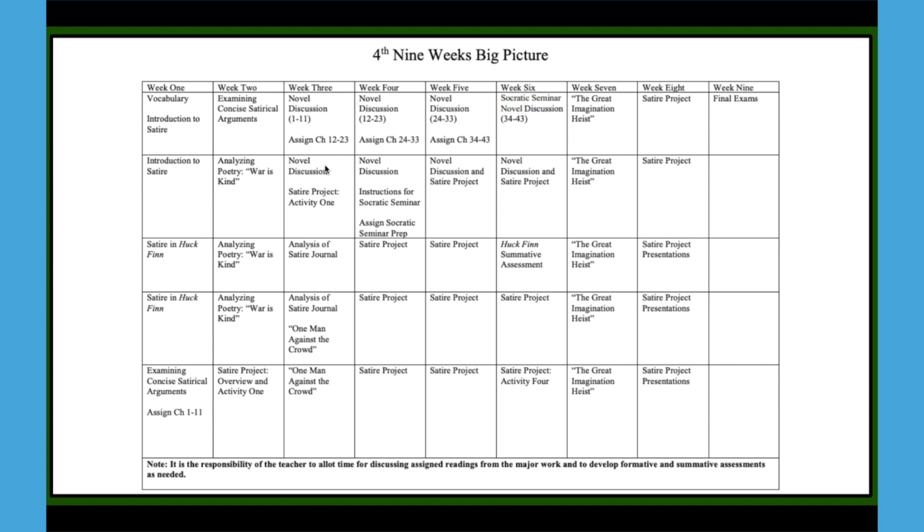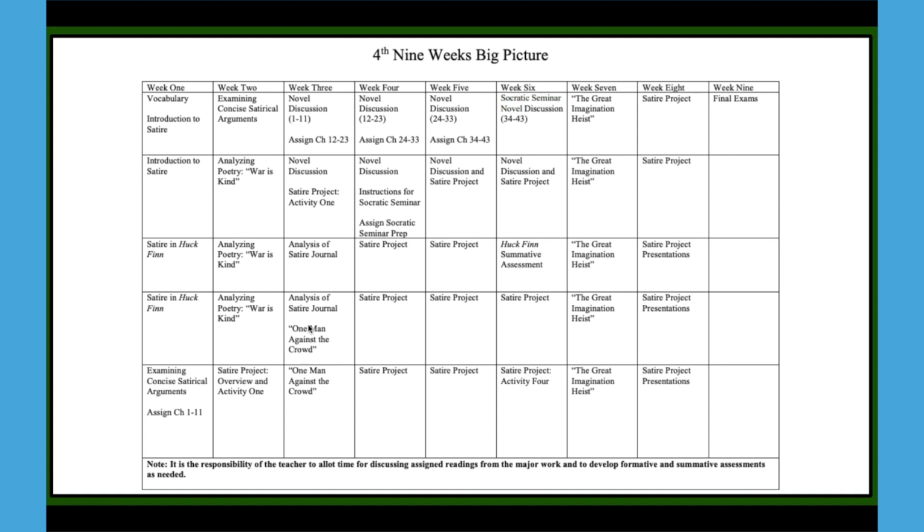So we have discussion of the first 11 chapters on day 1, and then we assign new chapters for the following week. There's more novel discussion on day 2, and a little time to work on the satire project there as well. On days 3 and 4, there is an analysis of satire journal activity, and in this activity, student groups are given specific chapters to work with to create journal entries that they'll share with the class.